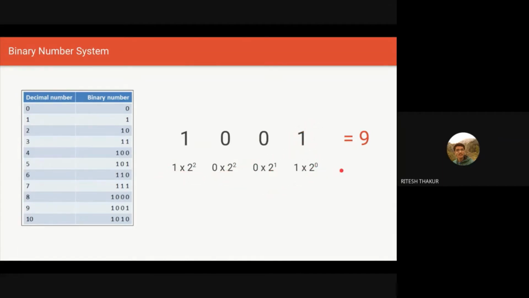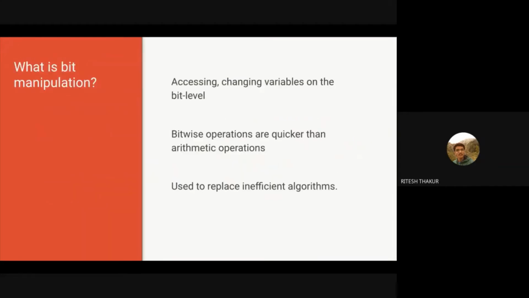So this is how the binary number system works. So now let's see bit manipulation. So what is bit manipulation? It is accessing or changing the variables on the bit level. Why would you want to access the variables on a bit level?